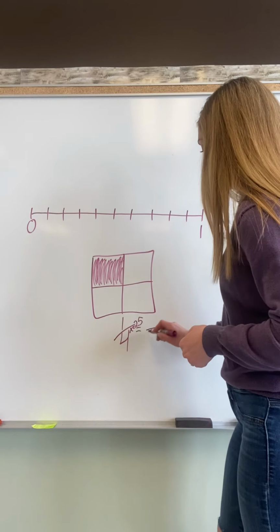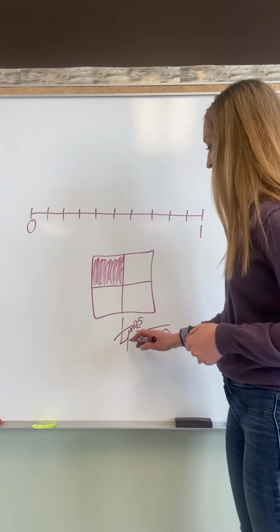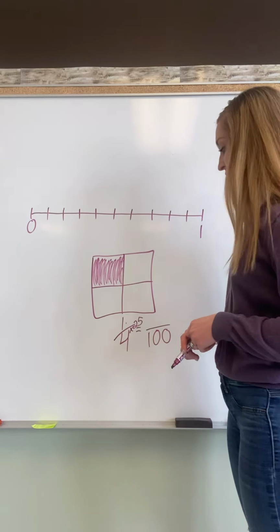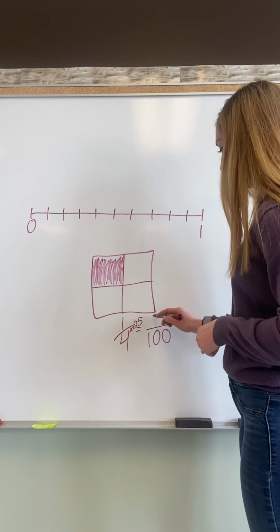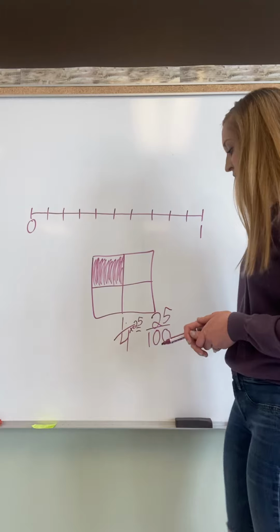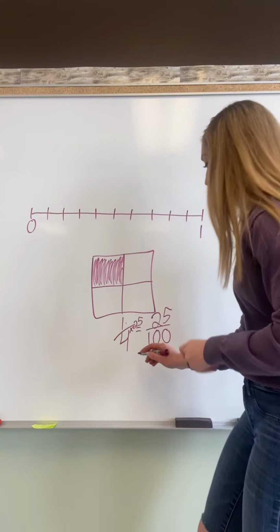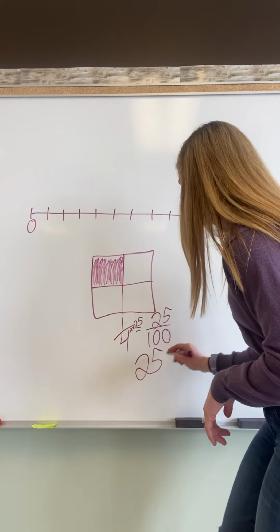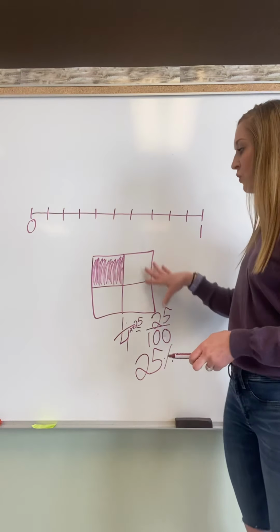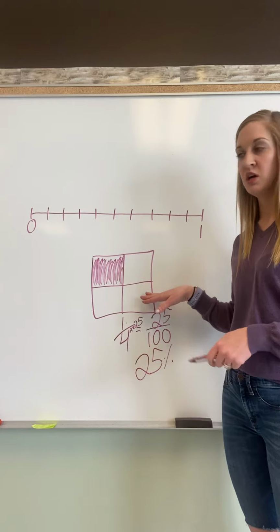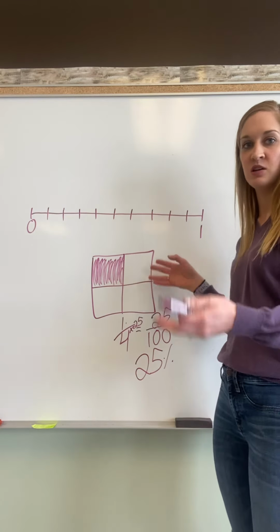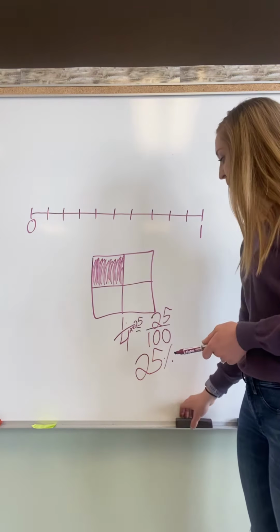Okay, so now my fraction is out of 100. What I do to the bottom, I have to do to the top. So I also have to go 1 times 25, which is 25. Okay, so this is 25 out of 100, so that would equal 25%. So 25% of this shape here is colored in or has been eaten or taken away, however you want to think of it.